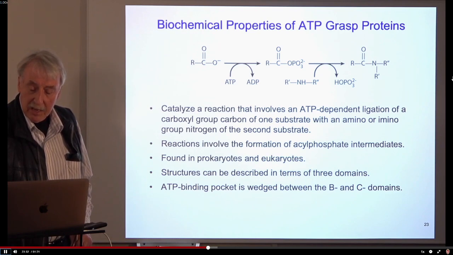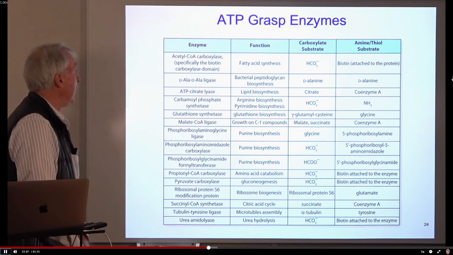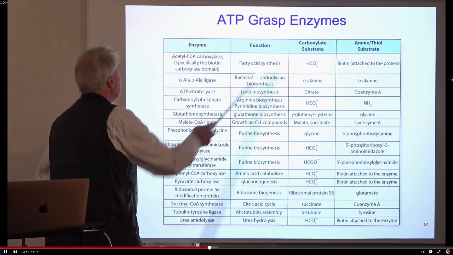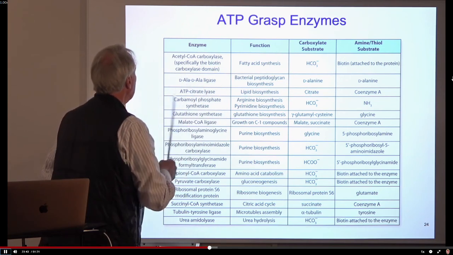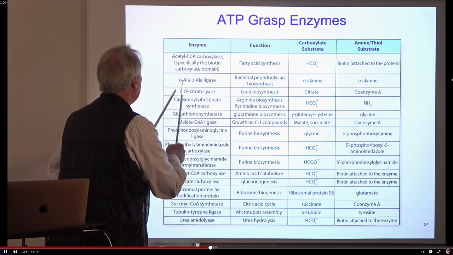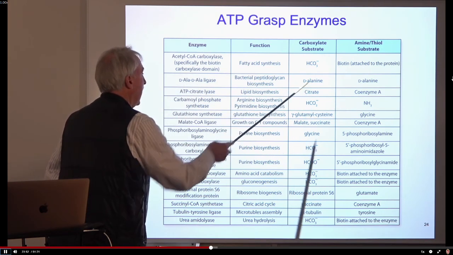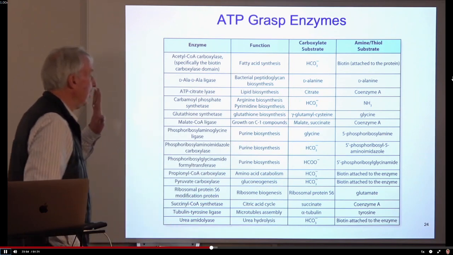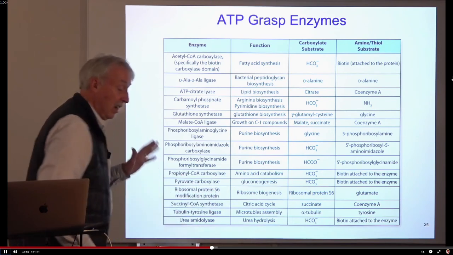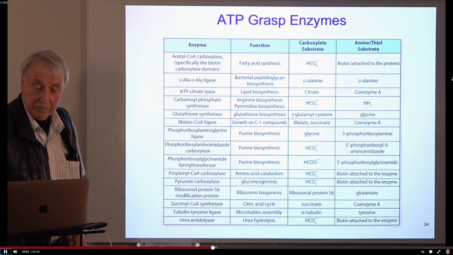So if we look at the types of reactions that are catalyzed by this group of enzymes, it's really diverse. They can transfer bicarbonate, biotin carboxylase. In the bacterial peptidoglycan biosynthesis, D-alanine ligase, so the substrate is alanine. You can see that what you're activating is highly diverse, but there are common features in their structures.